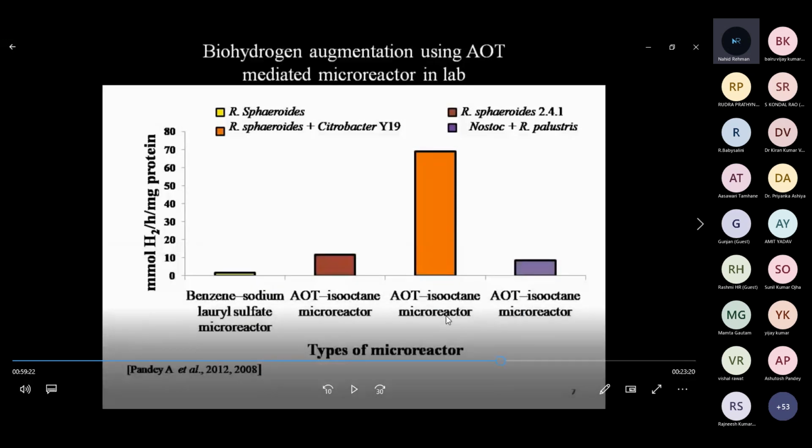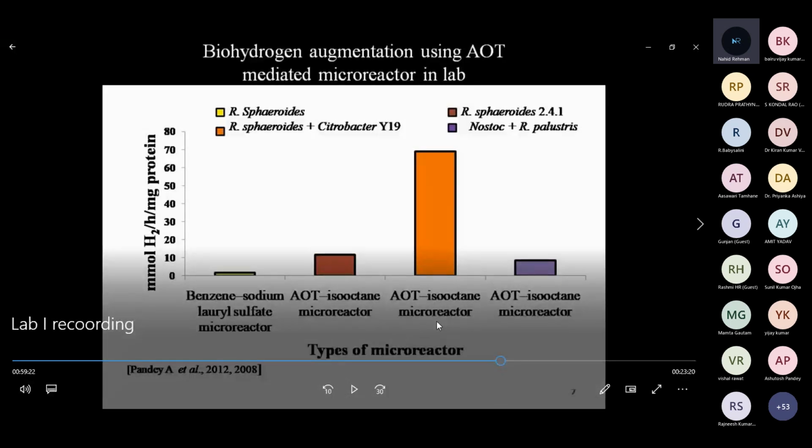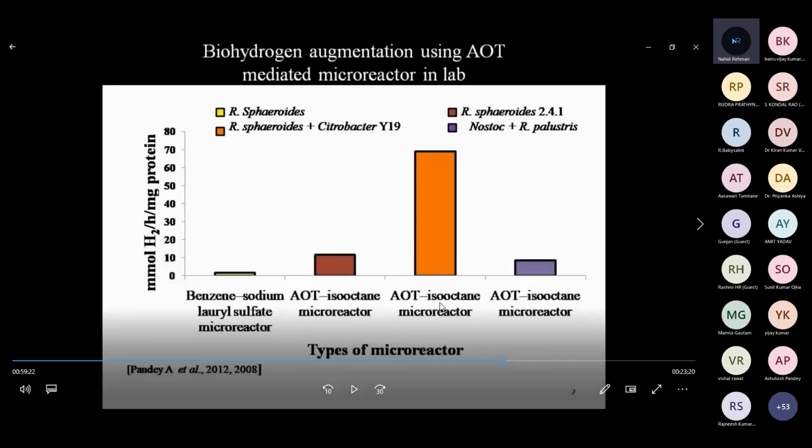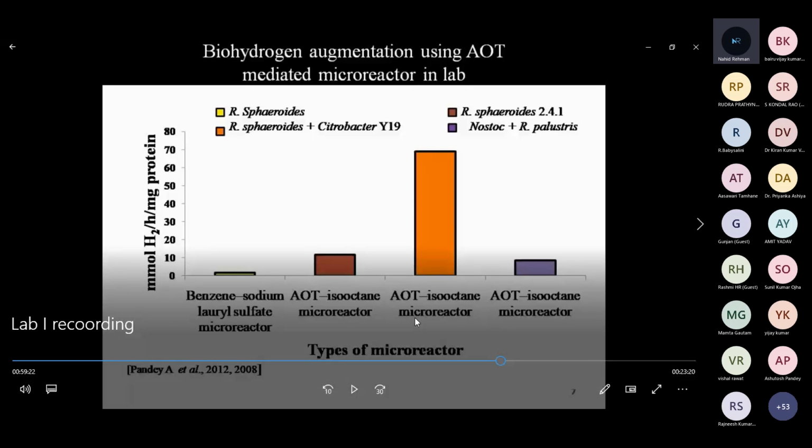And the critical molar ratio of surfactant to water controls the size and shape of these reverse micelles, among which aerosol OT and isooctane, which is the organic solvent, this combination worked at a very nice rate as well as durability. You can see the 35-fold enhancement in the hydrogen production in comparison to the control. And these microreactors are transparent, so photofermentation can be achieved very nicely utilizing these microreactors.